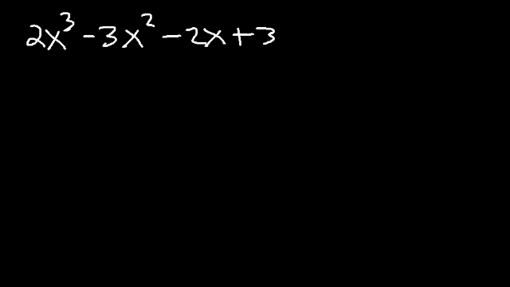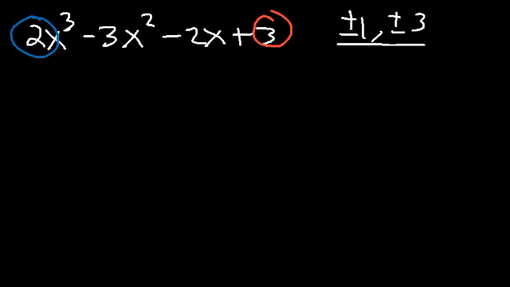Try this one. 2x cubed minus 3x squared minus 2x plus 3. So factors of 3 are plus and minus 1 and plus and minus 3. Factors of the leading coefficient 2 are plus and minus 1 and plus and minus 2.